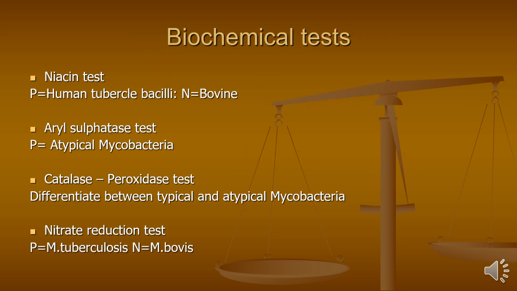So what are the biochemical tests which can be done? First is the niacin test, second is the aryl sulfatase test, then the catalase peroxidase test and the nitrate reduction test. The niacin test is specific for human Mycobacterium tuberculosis, and the aryl sulfatase test is positive in conditions where atypical mycobacteria grow. The catalase peroxidase test is used to differentiate between typical and atypical mycobacteria. The nitrate reduction test is used for identification of Mycobacterium tuberculosis and Mycobacterium bovis. Here the nitrate reduction test is positive in Mycobacterium tuberculosis and negative in Mycobacterium bovis.